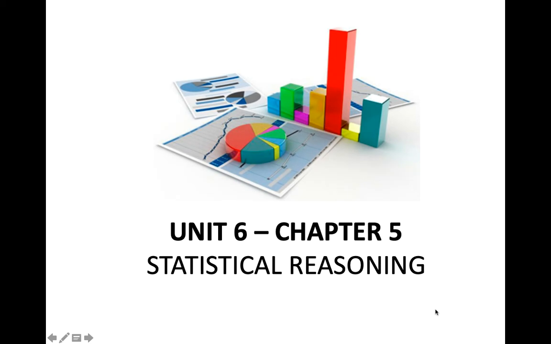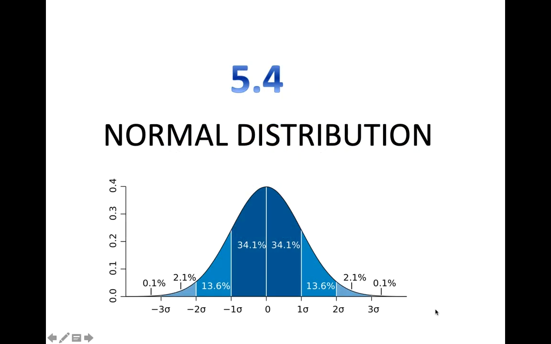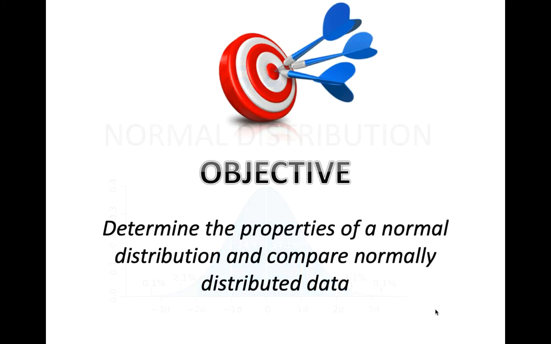In Unit 6, Chapter 5, Statistical Reasoning, what I'm going to be looking at in this particular video is Section 5.4, where we took a look at normal distribution. Now, the objective of what we were trying to accomplish was to go through the idea of normal distribution so that you would understand its properties.